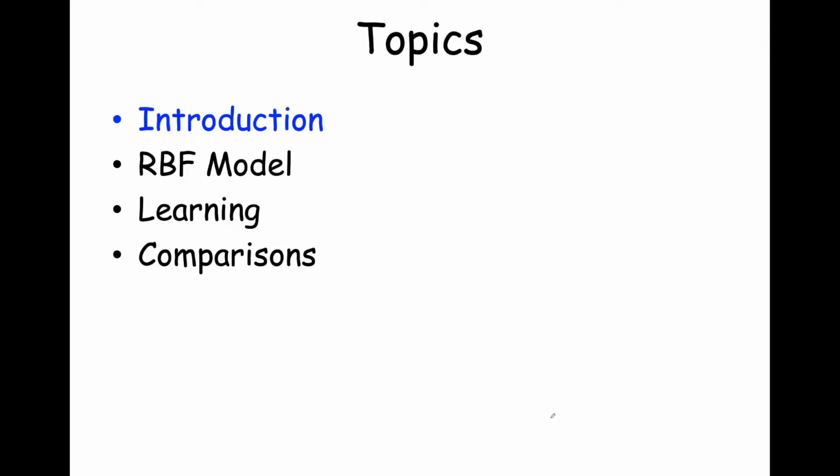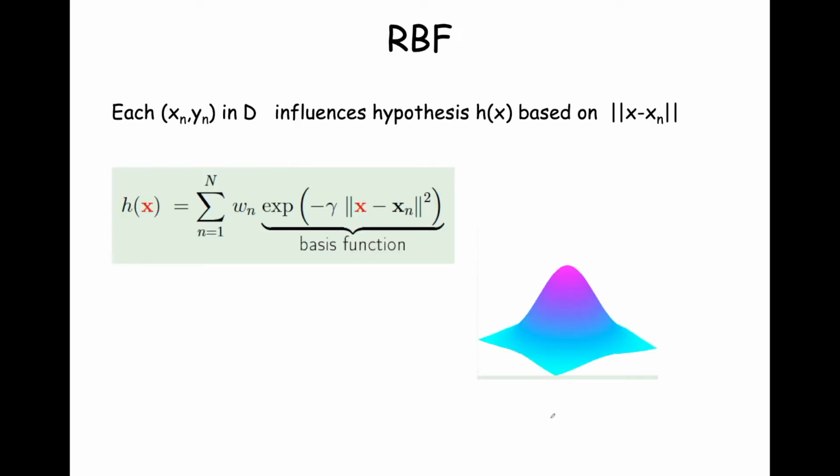Okay, so let's switch gears. We're going to talk about the so-called radial basis function model. Now, in the radial basis function model, every single data point, xn, is going to influence the hypothesis. This influence is going to be based on the magnitude of the difference between xn, each in-sample point, and the query point of interest, x. And so it's called the radial basis function. The radial part corresponds to this magnitude, and the basis function part corresponds to this exponential.